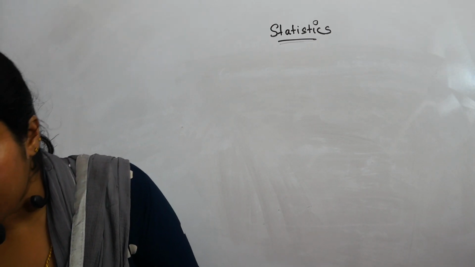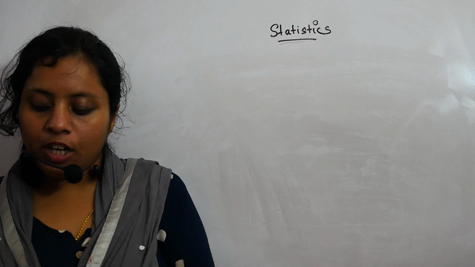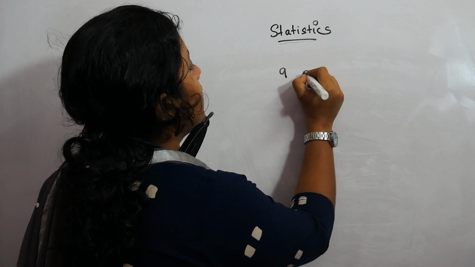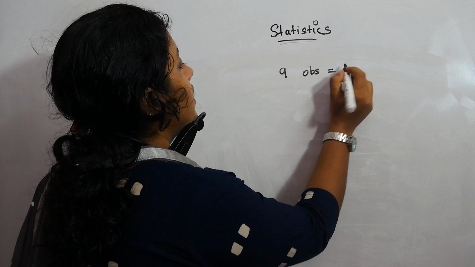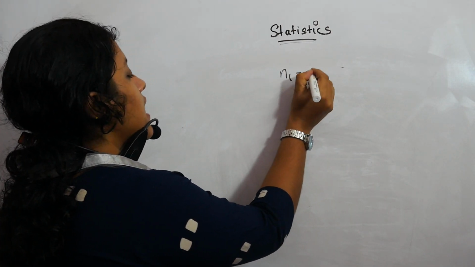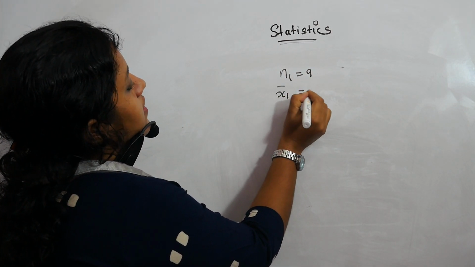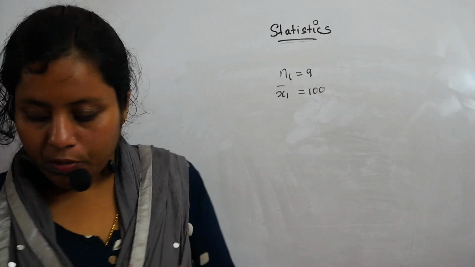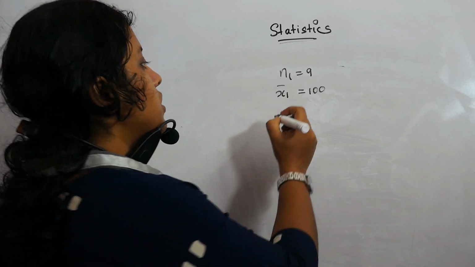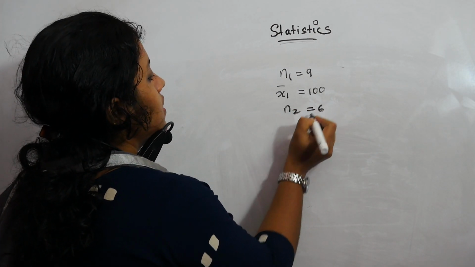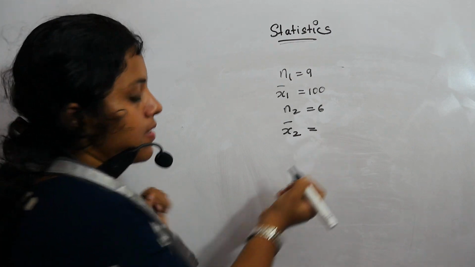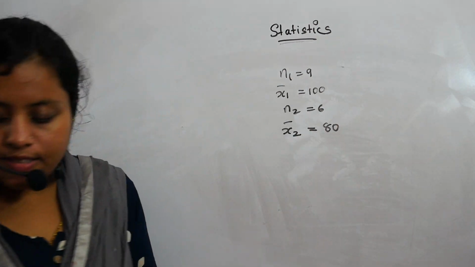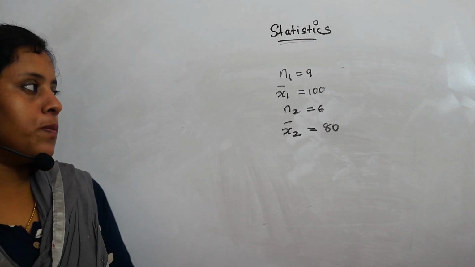So the first question: the arithmetic mean of 9 observations is 100. So we can write n1 as 9, x1 bar as 100. Then the arithmetic mean of 6 observations: n2 is equal to 6 and its mean is given as 80. Then what is the arithmetic mean of 15 observations?